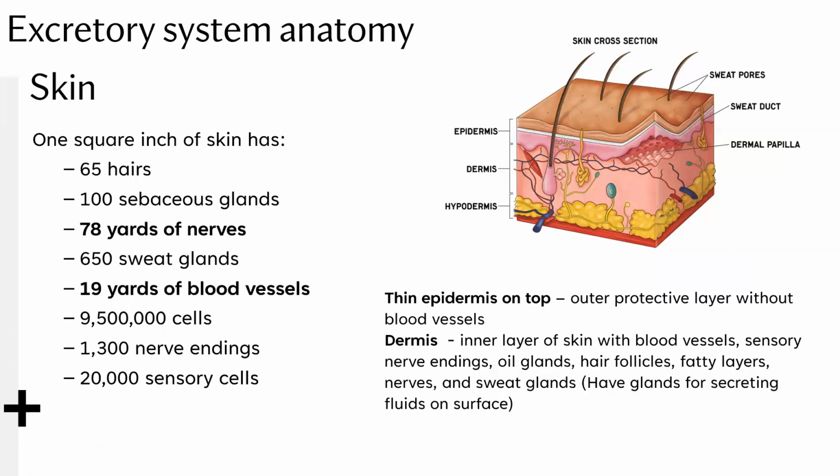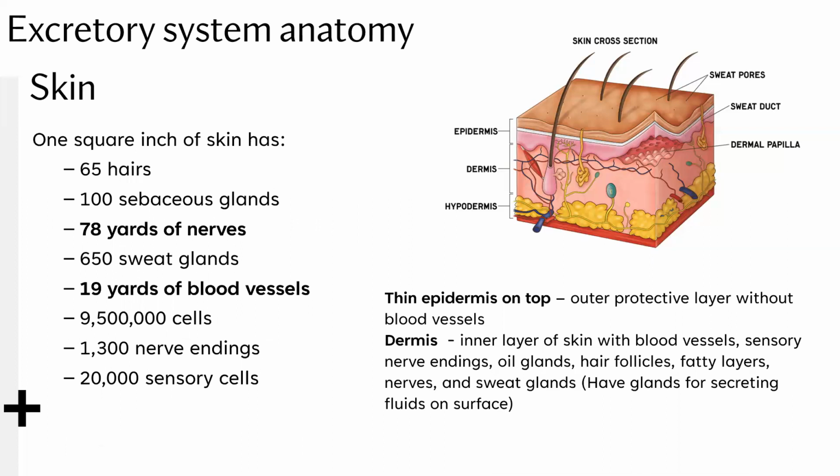But then a couple of interesting facts. If you look at a square inch of skin, relatively small area, we've got many square inches covering our body, but every square inch has about 65 hairs, 100 glands that actually take care of.